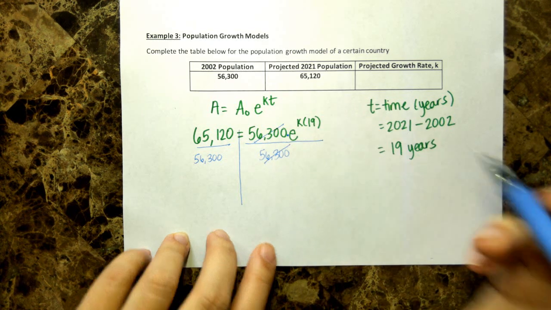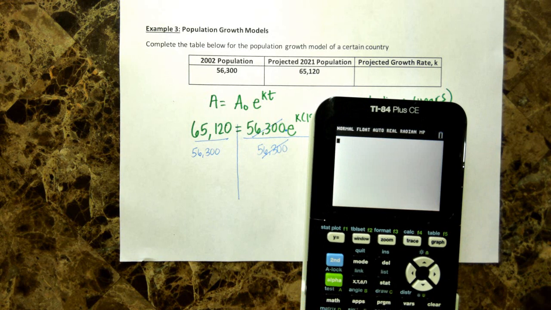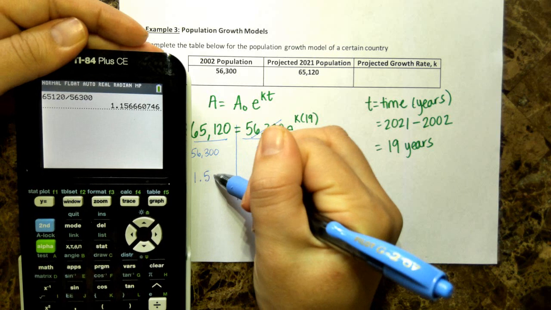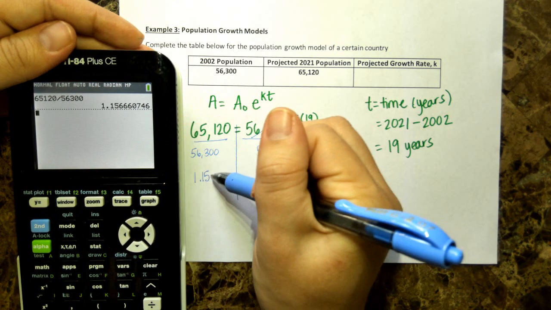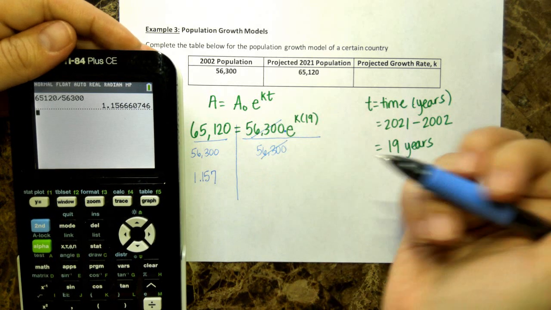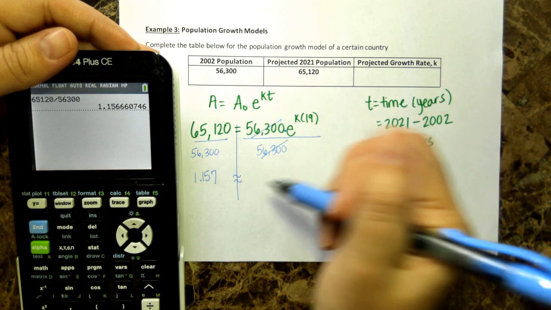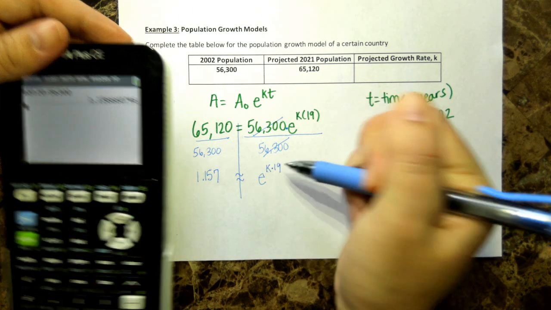56,300 divided by itself cancels out. That's just one whole. And I have 65,120 divided by 56,300. And I got some decimal, 1.156, I'm just going to round to 3 decimal places for now, is approximately, and the only thing I'm left with on the right-hand side is e raised to the k times 19 power.